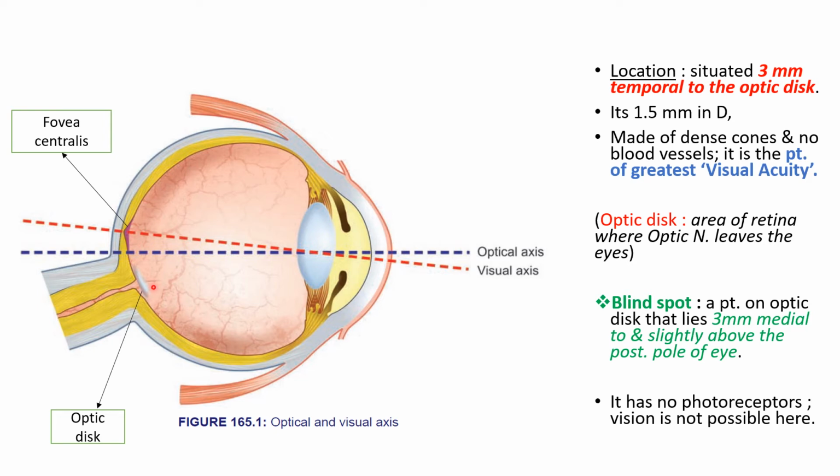Now, there is an area called the optic disc. The optic disc is that area of the retina where the optic nerve leaves the eyeball to form the optic tract. Another important area that must be remembered is the blind spot. The blind spot is a point on the optic disc that lies 3 mm medial and slightly above the posterior pole of the eye, somewhere here. You can say that the blind spot is the same as the optic disc, since no photoreceptors, that is rods and cones, are present in the optic disc. Therefore, no vision is possible in the blind spot.